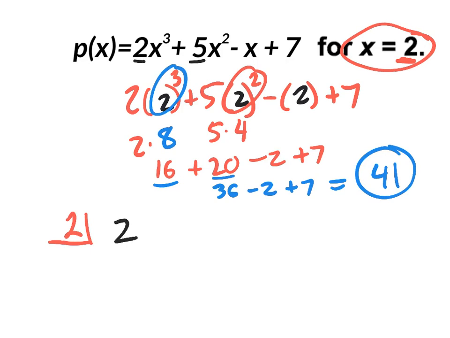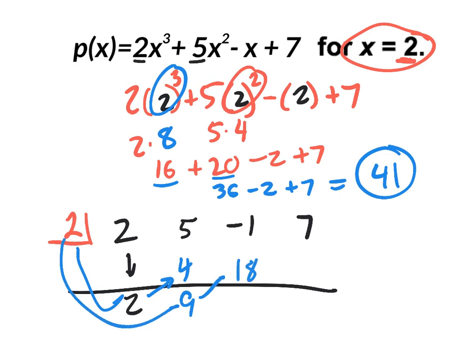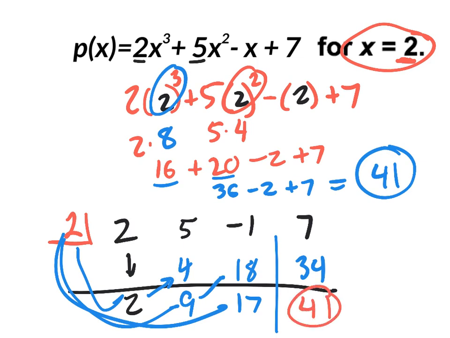The coefficient of 5, put the 5 right there. Coefficient of negative 1, the constant of 7. Do your line. The 2 comes down. 2 times 2 is 4. 5 plus 4 is 9. 2 times 9 is 18. Negative 1 plus 18 is 17. 2 times 17 is 34. 34 plus 7 is 41. Same answer, just done quicker.